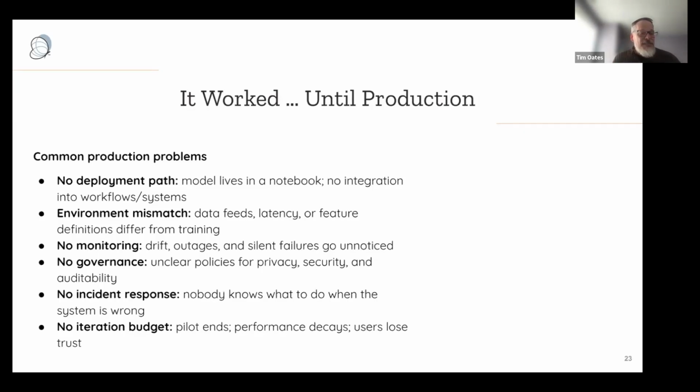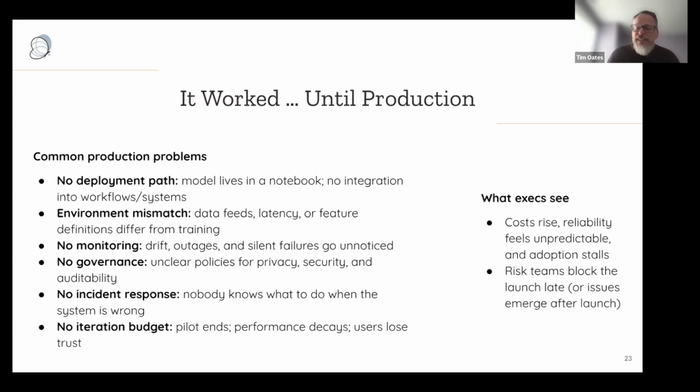You don't do monitoring, right? Okay, here's a cool demo, but it turns out the data distribution is changing or there are data outages. There's no governance around a demo. How do we manage privacy and security and auditability? And then, what do you do when something goes wrong? When something goes wrong in a demo, you go, oh, that was weird, let me restart the demo. But that doesn't happen when it's in production. And a big thing about AI projects is that they tend to need lots of iteration. So when the pilot ends and the performance decays, and users start losing trust, you have to reinvest, right?